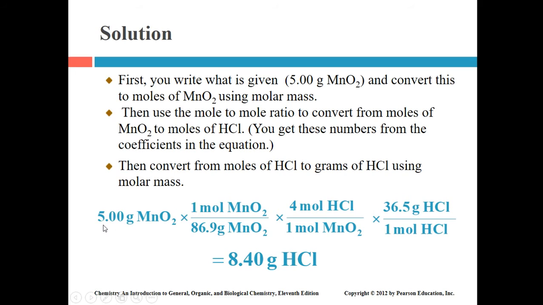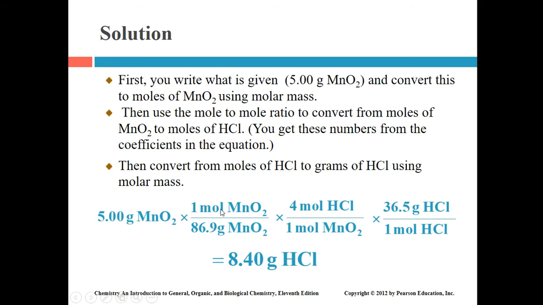So they ask for grams of HCl, and they said we are going to start with 5 grams of MnO2. Now you look up the molar mass. For every 1 mole of MnO2, you've calculated that it's 86.9 grams of MnO2. All right, so you're going to put that label there so that our grams of MnO2 are going to cancel out with the grams of MnO2 there.